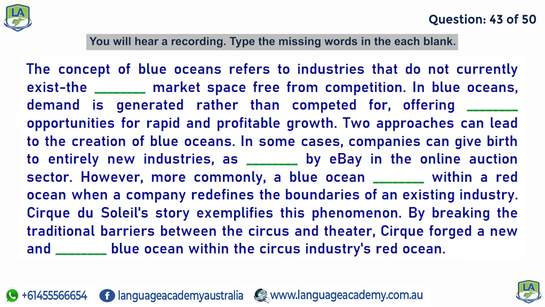In some cases, companies can give birth to entirely new industries, as exemplified by eBay in the online auction sector. However, more commonly, a blue ocean emerges within a red ocean when a company redefines the boundaries of an existing industry. Cirque du Soleil's story exemplifies this phenomenon. By breaking the traditional barriers between the circus and theater, Cirque forged a new and lucrative blue ocean within the circus industry's red ocean.